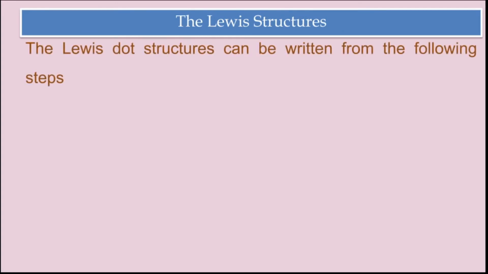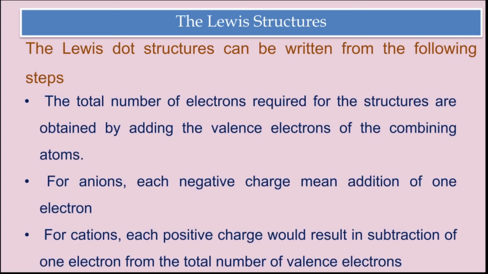Now let's see the Lewis structures. The Lewis dot structures can be written from the following steps. The total number of electrons required for the structure is obtained by adding the valence electrons of the combining atoms. For anions, each negative charge means addition of 1 electron. For cations, each positive charge results in subtraction of 1 electron from the total number of valence electrons.